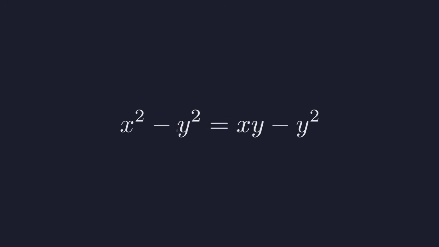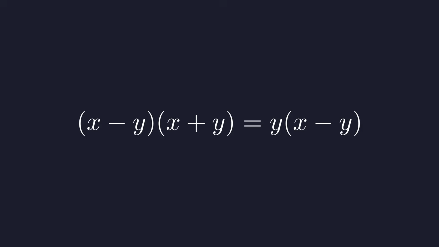This gives us x squared minus y squared on the left and x times y minus y squared on the right. Now I can factor both sides. The left side becomes a difference of squares, and the right side has a common factor of y. So we have (x minus y)(x plus y) equals y times (x minus y). Notice that both sides have the factor x minus y.